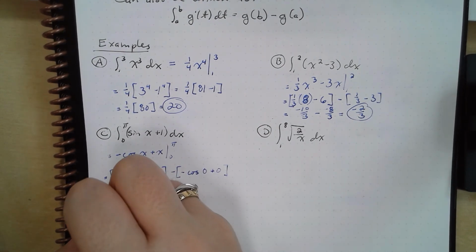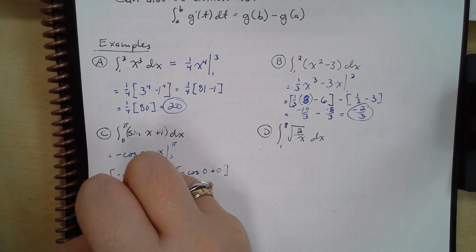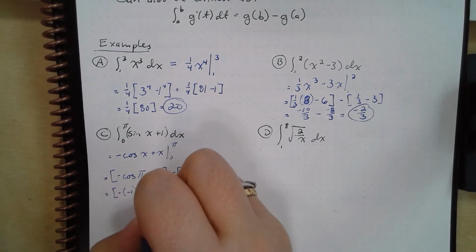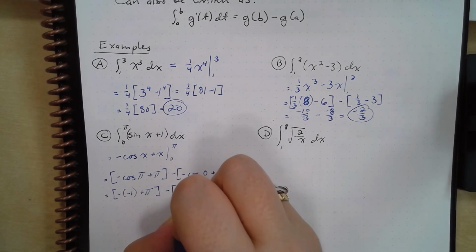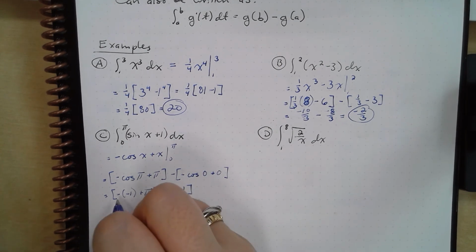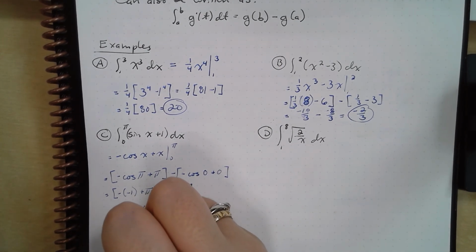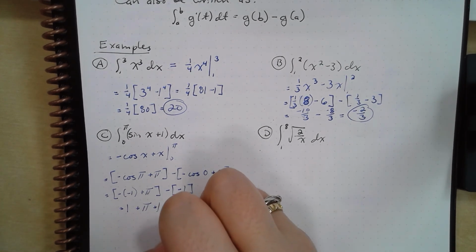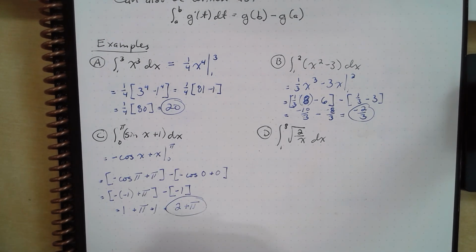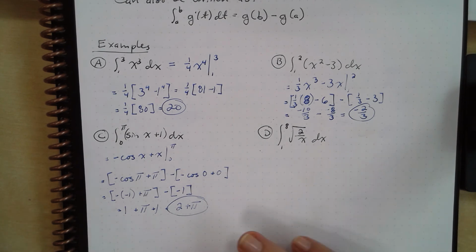Well, cosine of pi is negative 1, so I have negative negative 1 plus pi, minus, cosine of 0 is 1, so negative 1 plus 0. So now I have 1 plus pi plus 1. So this is going to be equal to 2 plus pi. All right. Let's do one more here.